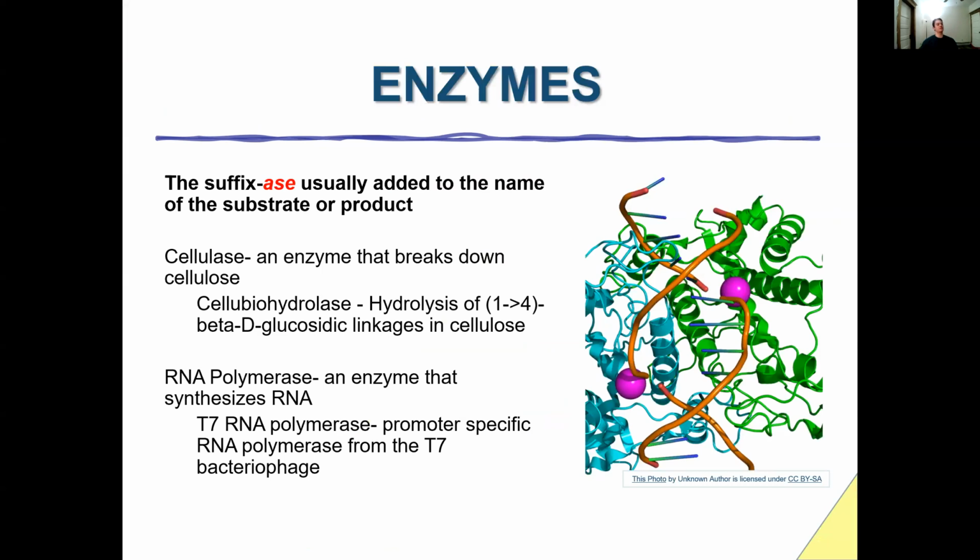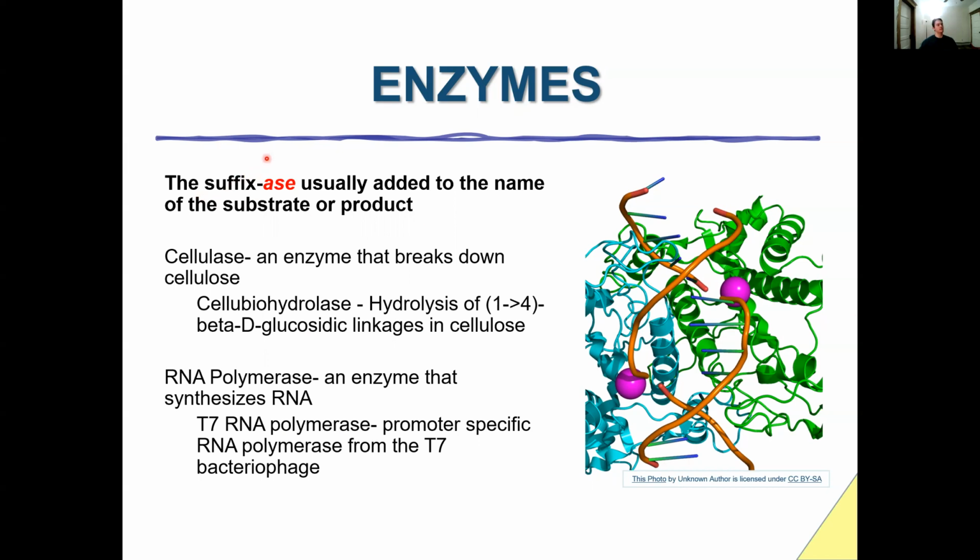So moving on to enzymes. What are enzymes, these substances that I keep talking about? Enzymes are essentially substances that speed up a chemical reaction without being permanently altered themselves. So they're a form of catalysts, but specifically biological catalysts.